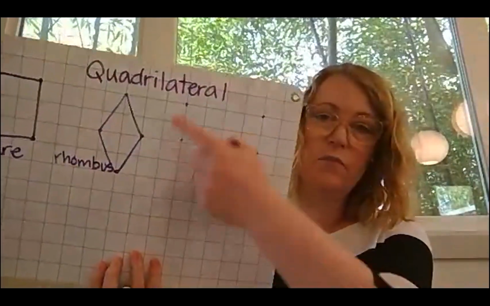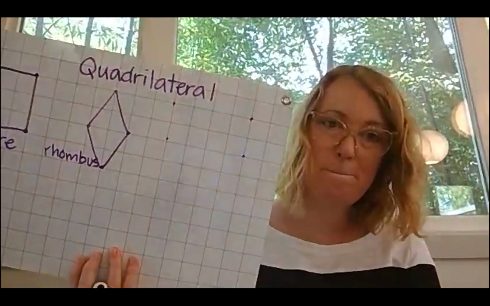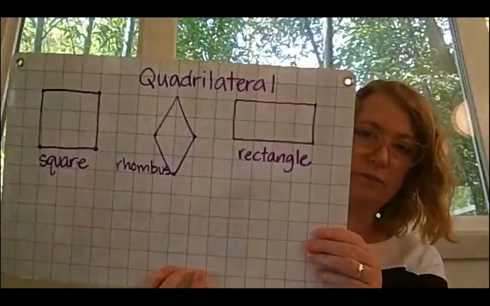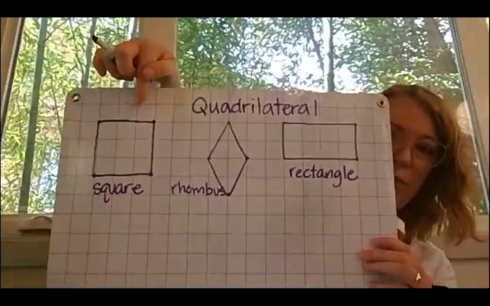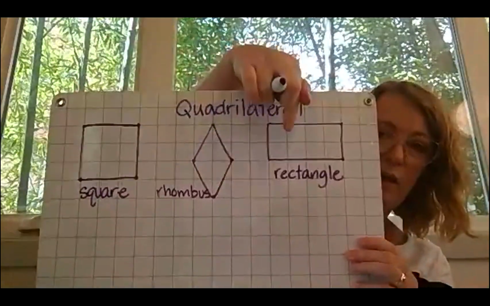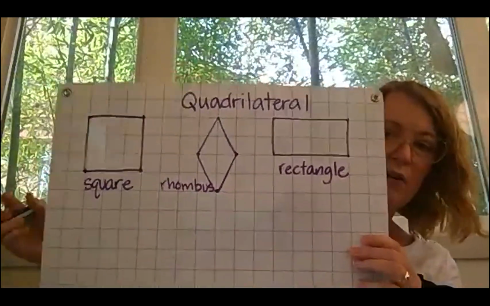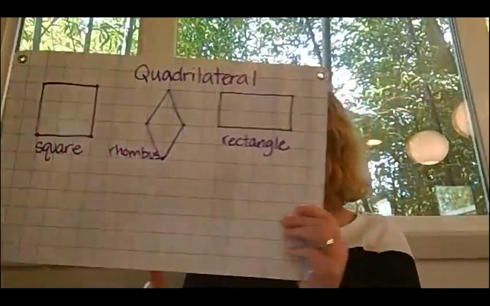What about these 4 dots? What shape is this going to make? Let's connect the dots and find out. That is a rectangle. That is a rectangle. So these are 3 different shapes with 3 different names: square, rhombus, and rectangle, but all of them are still quadrilaterals. All of them are quadrilaterals because they all have 4 sides and 4 vertices.